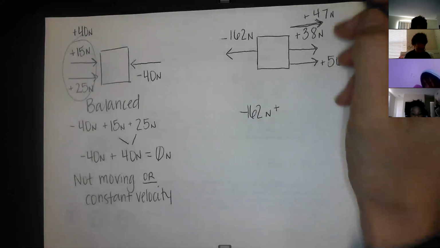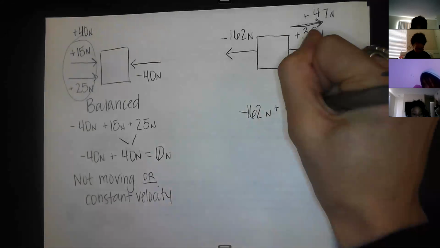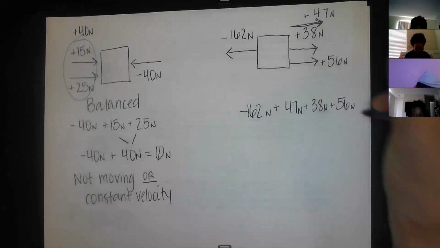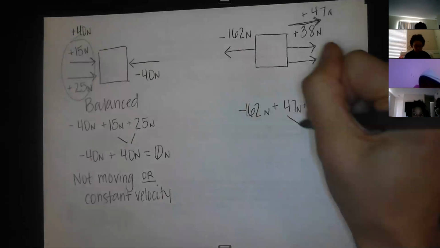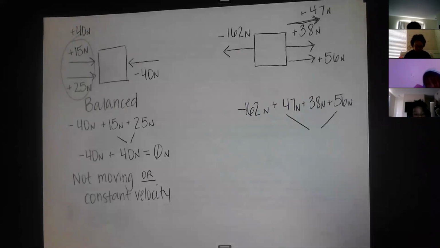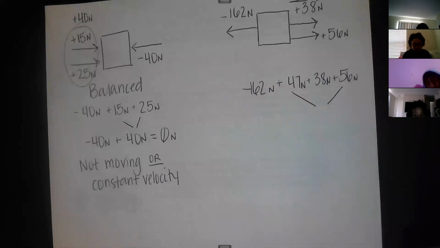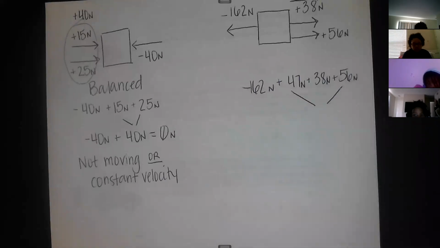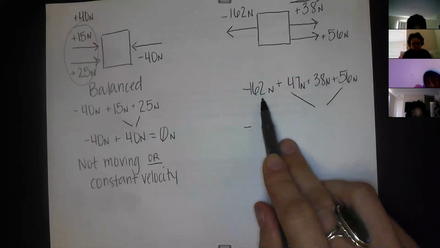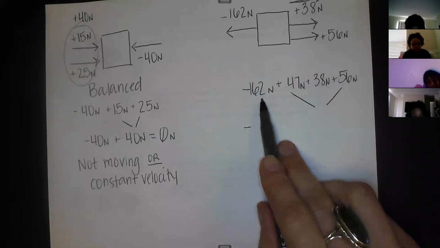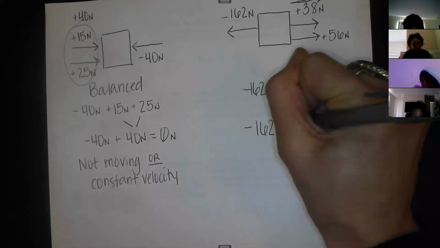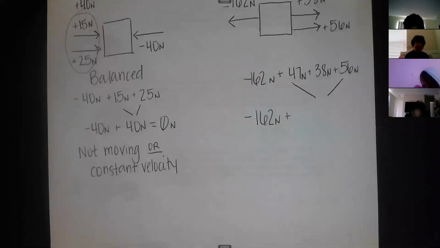Okay, I'm going to do all of them, right? Plus 47 newtons, plus 38 newtons, plus 56 newtons, right? Then I can take these and all add them together and rewrite it. That way I'm not skipping any steps. It's always best to just rewrite in math so I don't skip any steps. So I have, and I'm always going to put my negative first just to remind myself that I have a negative, right? We don't want to lose track of it. So negative 162 newtons plus, who else got what Carlos got?